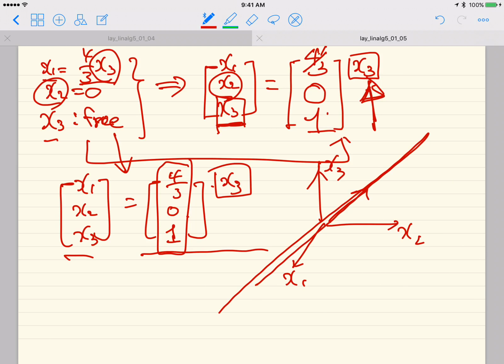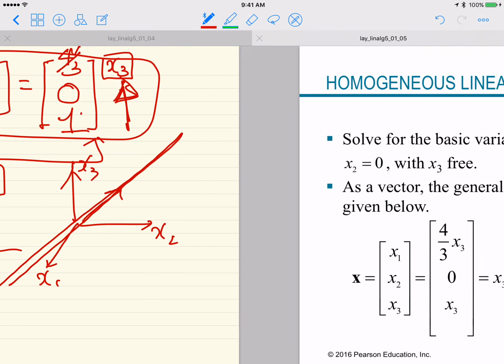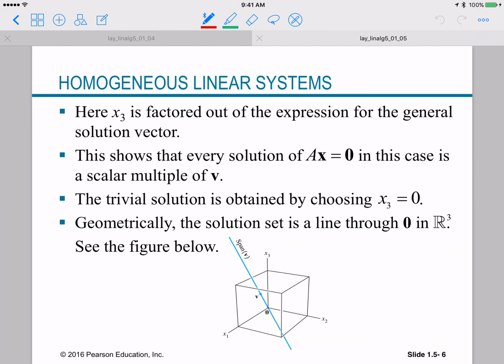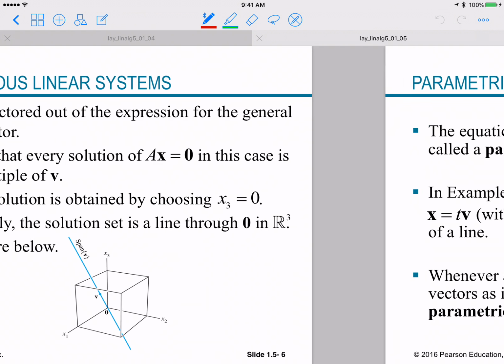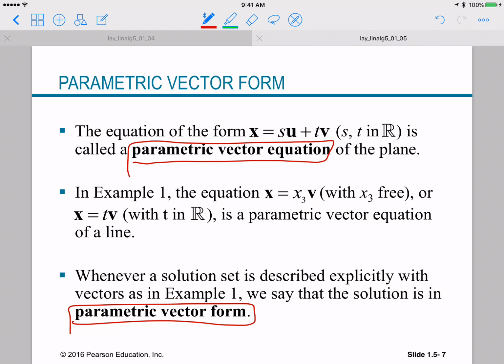Okay, so it's quite an easy trick, right? Moving from here to here. You have to be really familiar, or you have to train yourself, for converting from left to right. And this kind of representation is called parametric vector equation or parametric vector form.